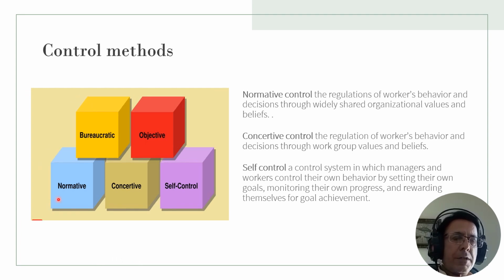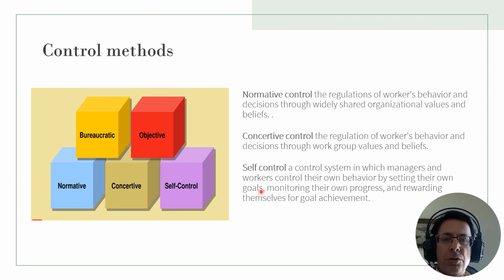Now, what is normative control? Normative control is the regulation of the workers' behavior and decisions through widely shared organizational values and beliefs. So we ask, is the workers' behavior in compliance with the organization's rules? Do they follow the organization's principles or regulations? So we say that is normative control. Concertive control is the regulation of the workers' behavior and decisions through work behavior, values, and beliefs. Or we can say, what are the beliefs and values of the workers?